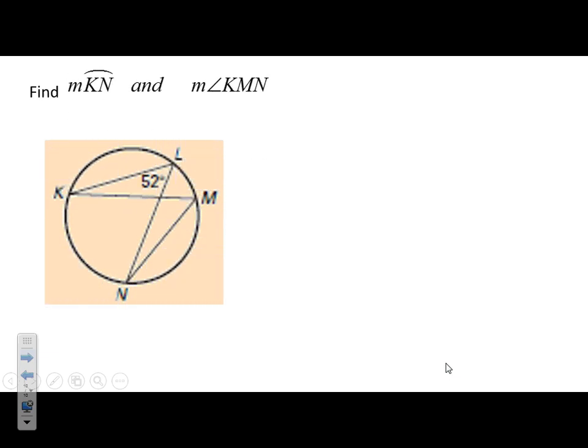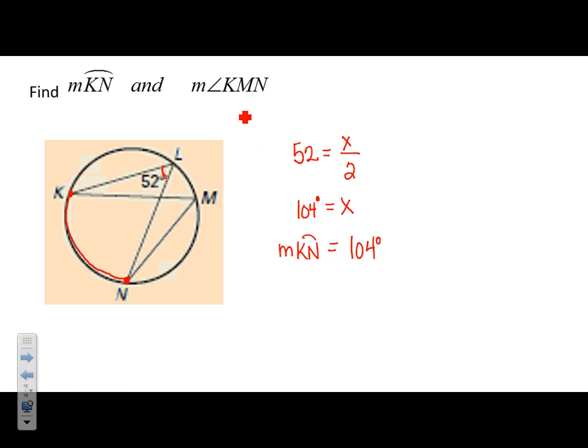Let's find the measure of arc KN and the measure of angle KMN. All right, so let's go ahead and find the measure of KN. So looking for the arc KN, we know the inscribed angle is 52. So 52 equals x over 2. So x would be 104 degrees. So the measure of arc KN would equal 104 degrees.